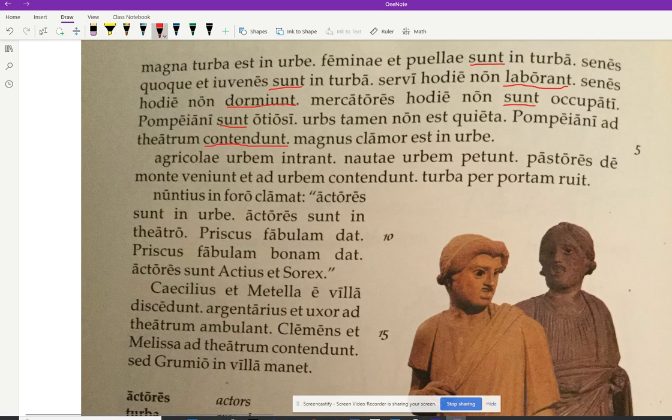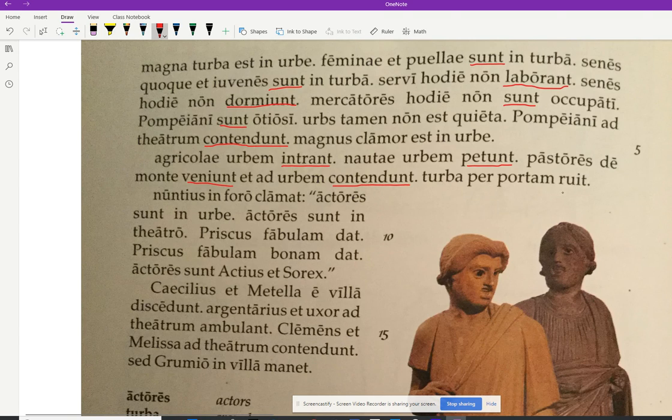Magnus clamor est, that's singular, in urbe. Agricolae urbem intrant, NT, so it's plural. Nautae urbem petent, NT, so again it's plural. Pastores de monte venient, NT again, so it's plural. So they do something. Makes that dot hard to see. Et ad urbem contendent.